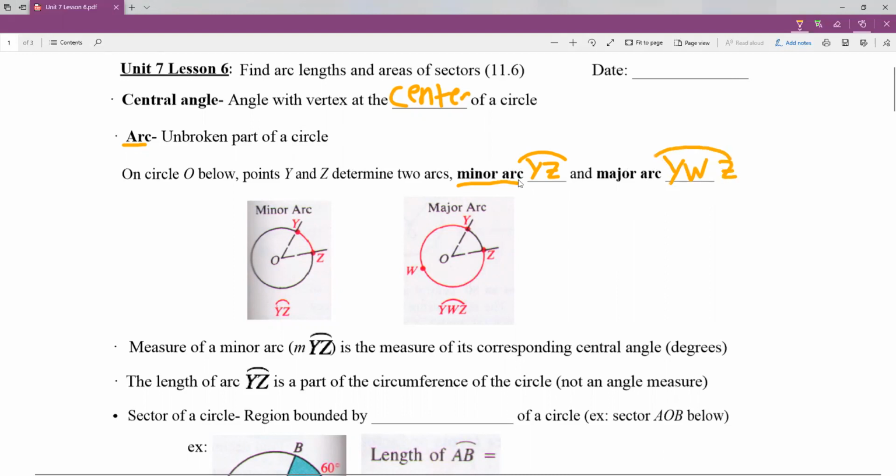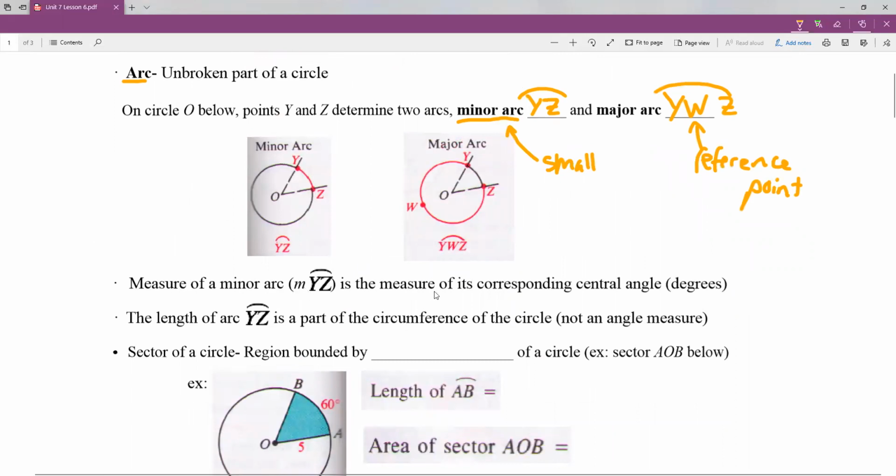The big difference is that a minor arc doesn't include another reference point, while a major arc includes another reference point. You're always going to have both of these laid out. The minor arc is always going to be the smaller one, and the major arc is just everything else. But you need a reference point for that, and that is the W. So if I give you a picture and say, find the length of arc YZ, you know I'm talking about a minor arc. If I say find the length of arc YWZ, you know I'm talking about a major arc.